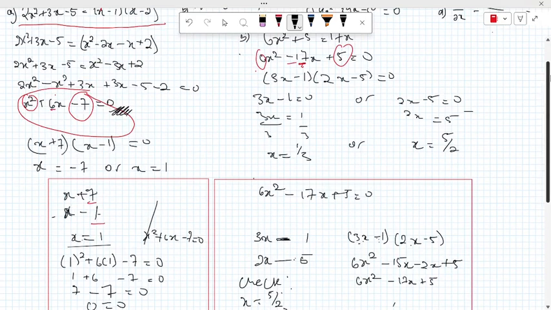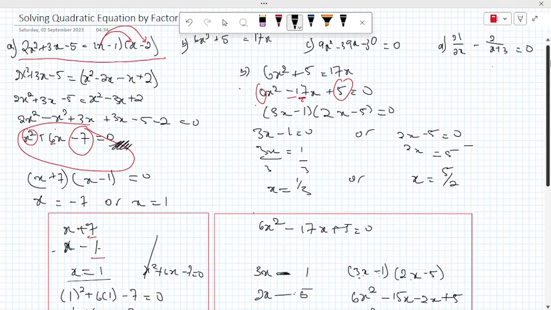So let's go to the second question. Let's do number C. Okay, or maybe let's do number D. Number D looks quite more interesting. Let's do number D for the last one. Right, how to solve this type of question, because here there's a fraction. You see, everything seems quite daunting, to be honest.